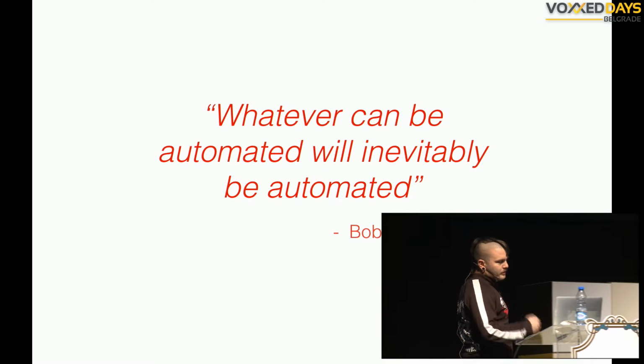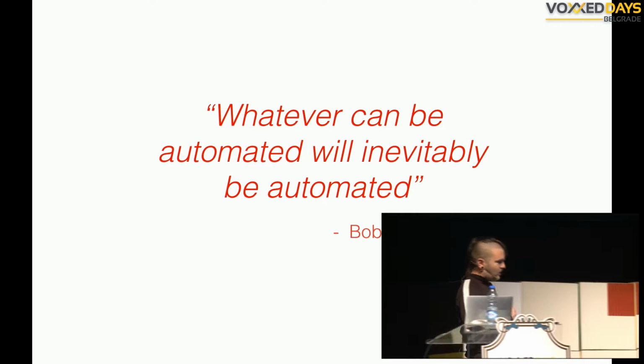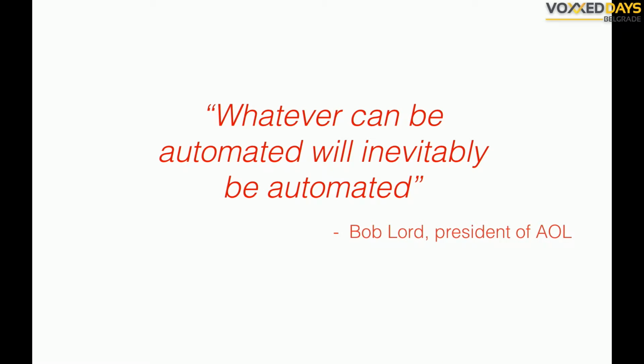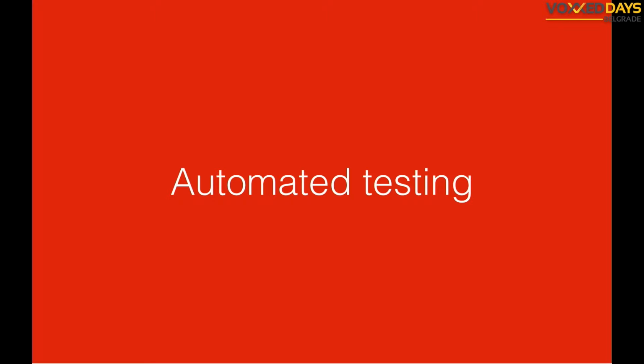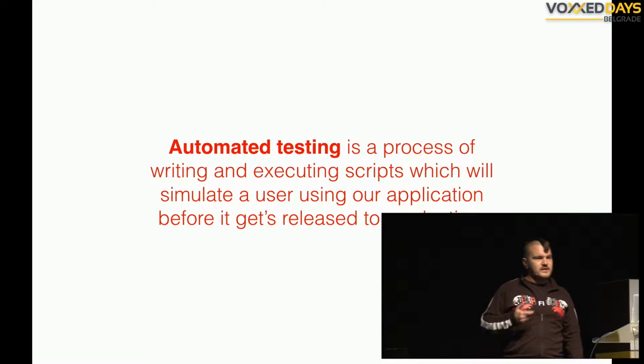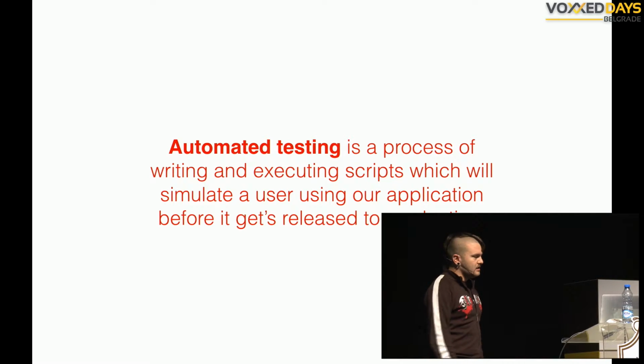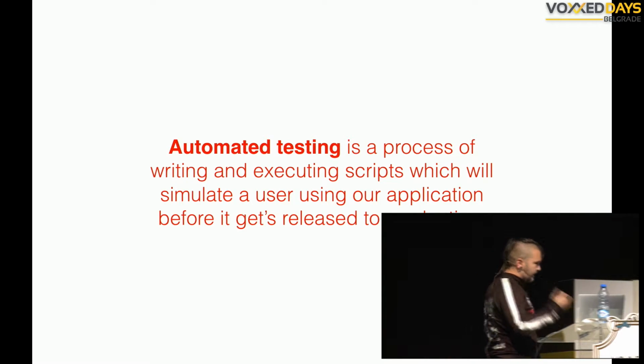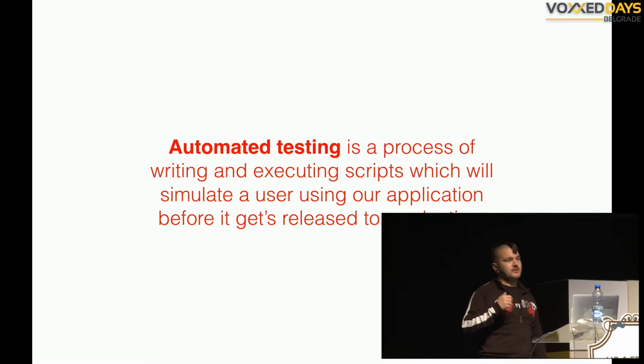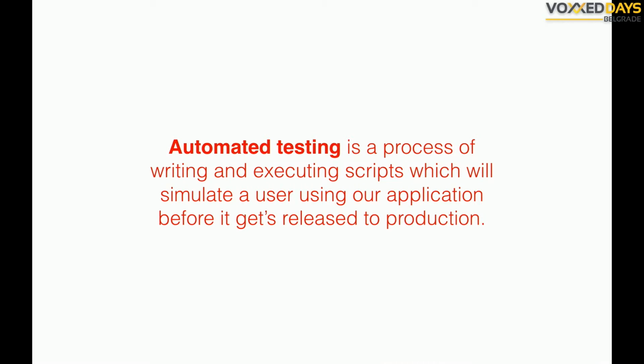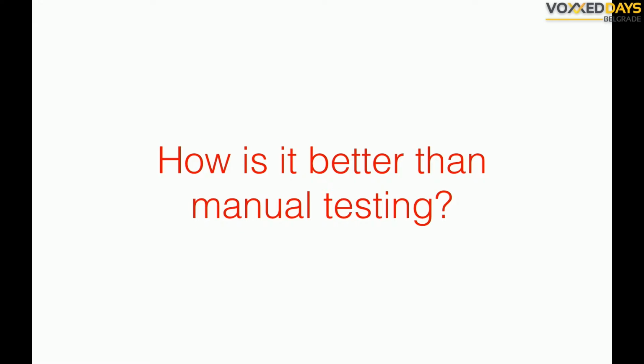So Bob Lord, the president of AOL, once said, whatever can be automated will inevitably be automated, and I completely agree, it should be. So let's talk a bit about automated testing. What is automated testing, actually? It's just a process of writing and executing scripts that simulate user interactions in our application before our application gets released to production.